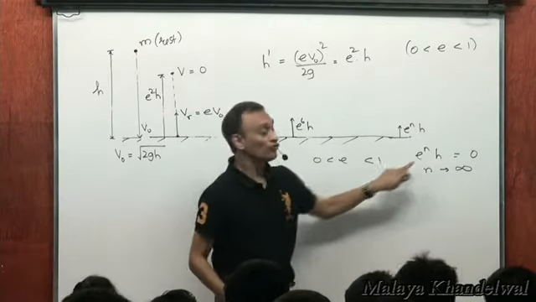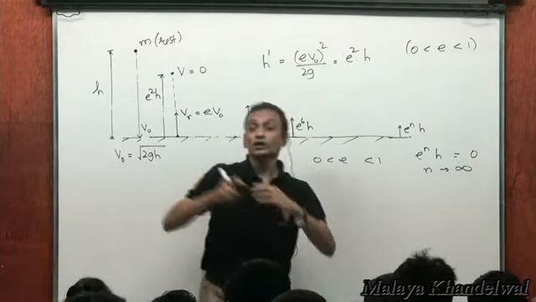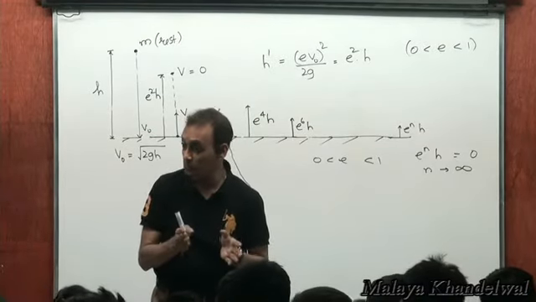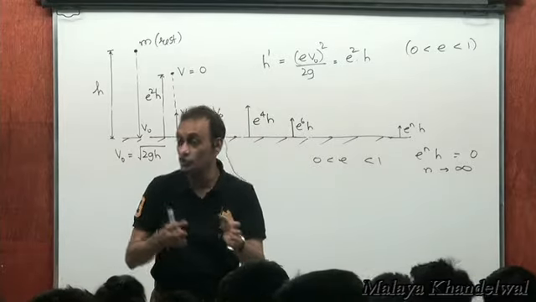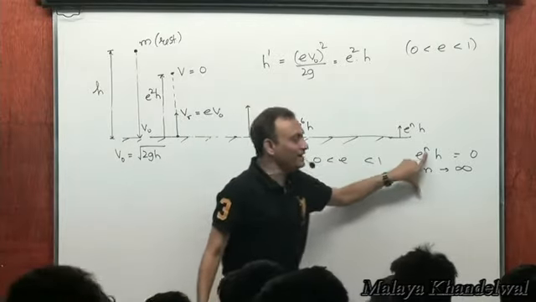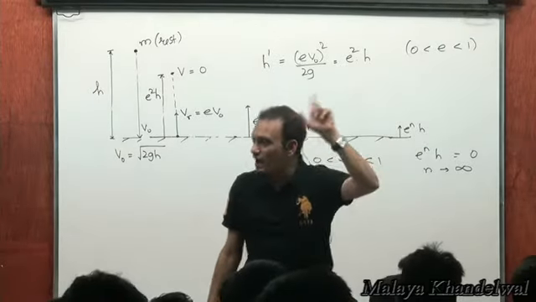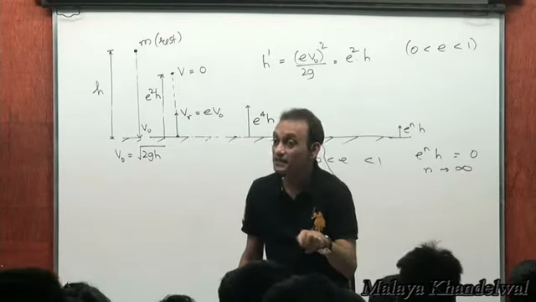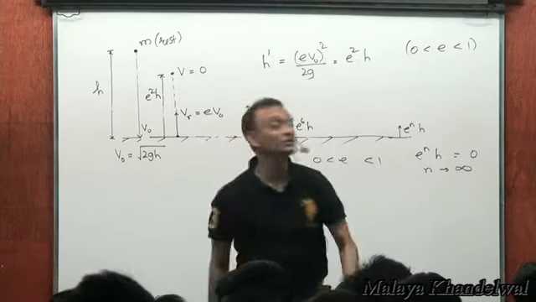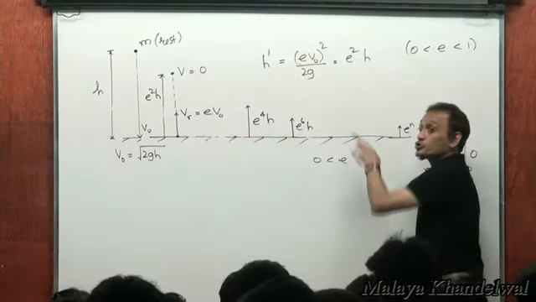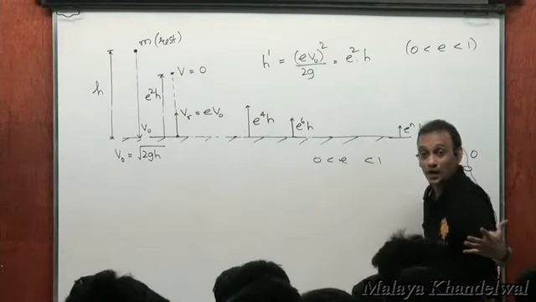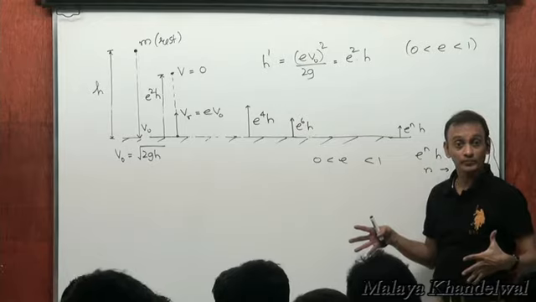H is not 0. For e to power n to be 0, you must raise it to a very large power, isn't it? E squared would be smaller than e. E to power 4 will be smaller than e squared. E to power 6 will be smaller than e to power 4. As you keep raising the power n, e power n keeps decreasing. Eventually when n tends to infinity, e power n will tend to 0. That means the number of times it rebounces, theoretically, is infinity. It rebounds an infinite number of times, right?